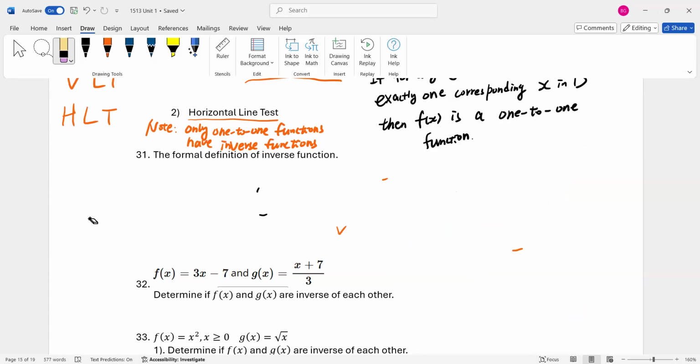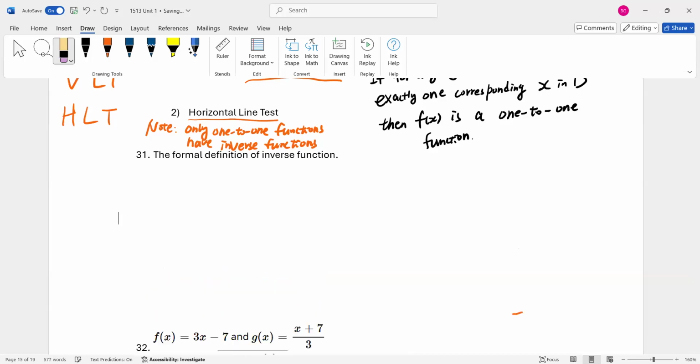If you are watching the video, you can take a screenshot of the notes. Sometimes I don't have enough space; I thought I had enough space here, but it's just enough to write a little bit. Okay, formal definition of inverse function.